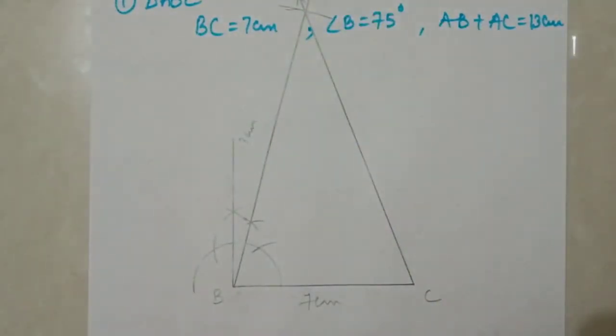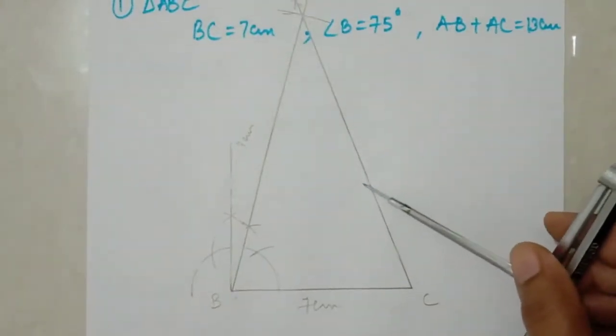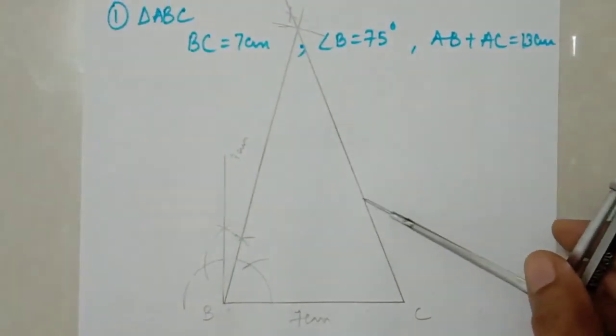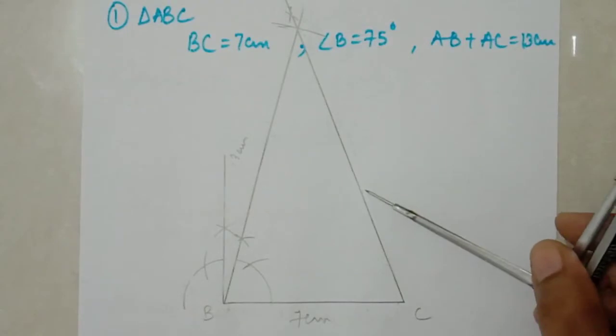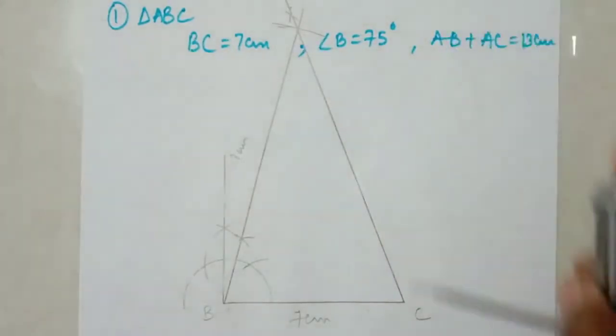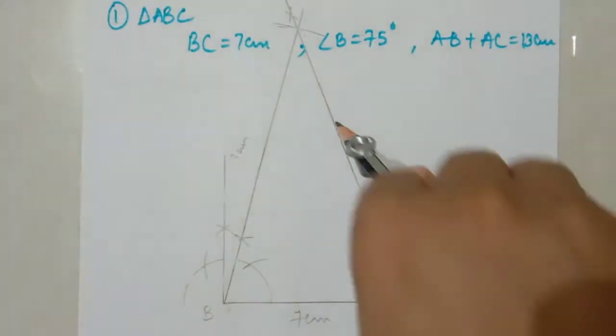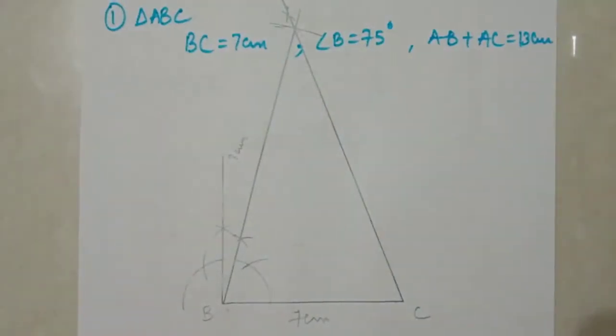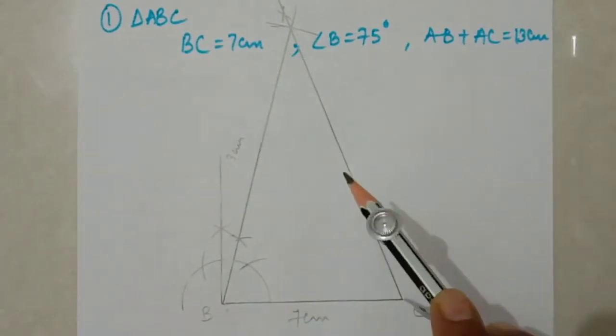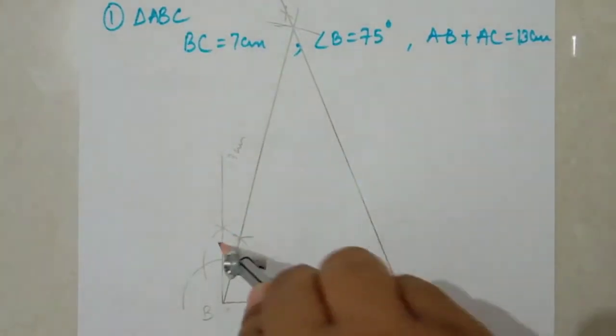Now the next step is, this is our new line. We have to draw the perpendicular bisector of CX. So for this, we will open our compass more than half, and then take C as a center.